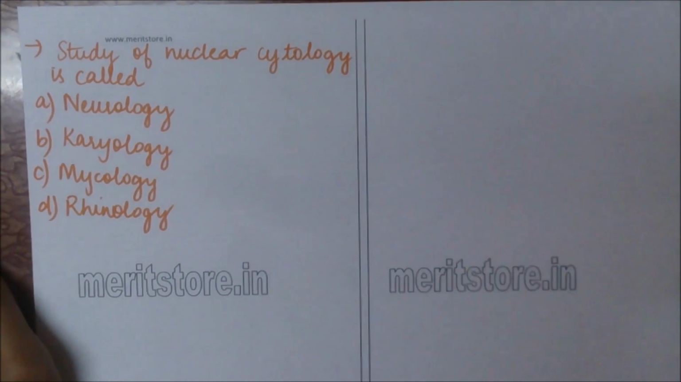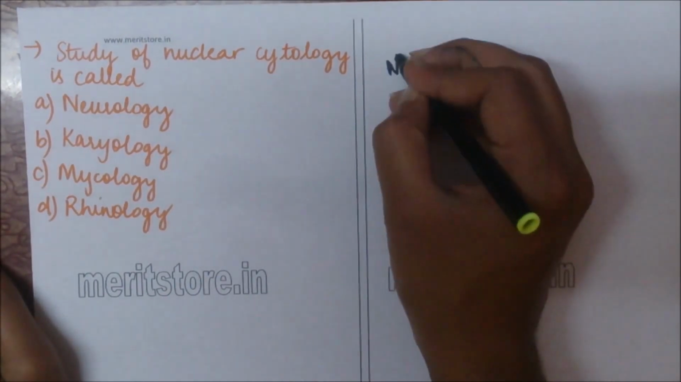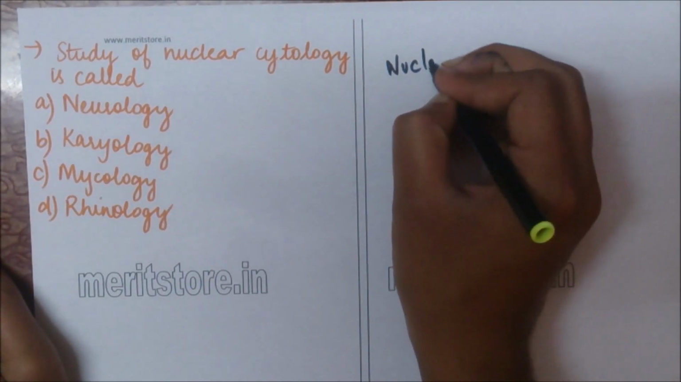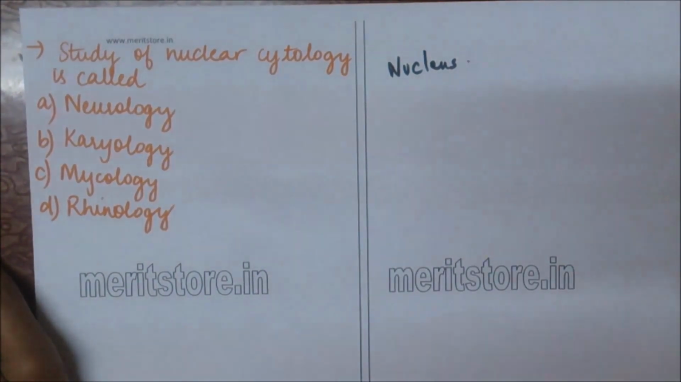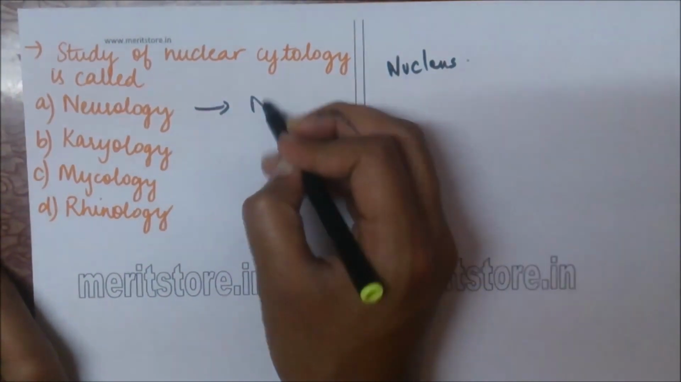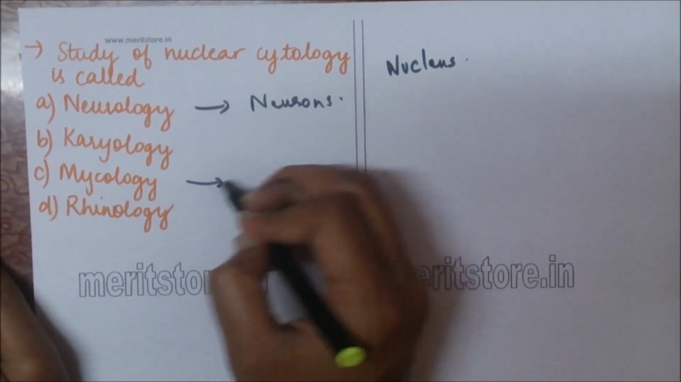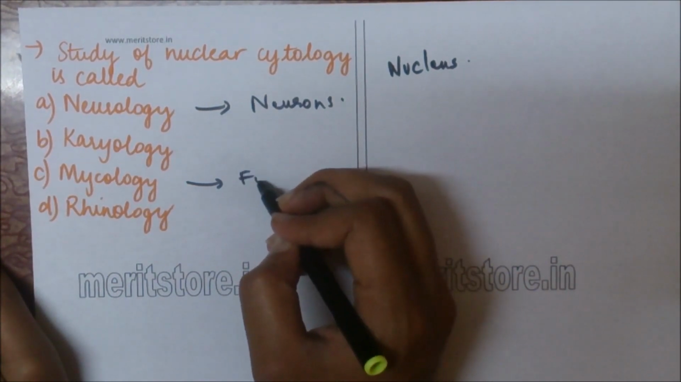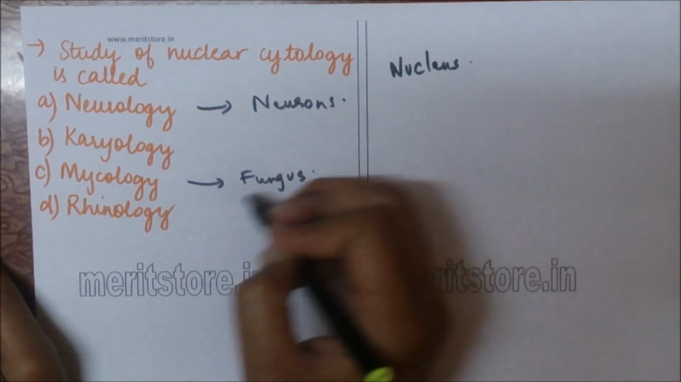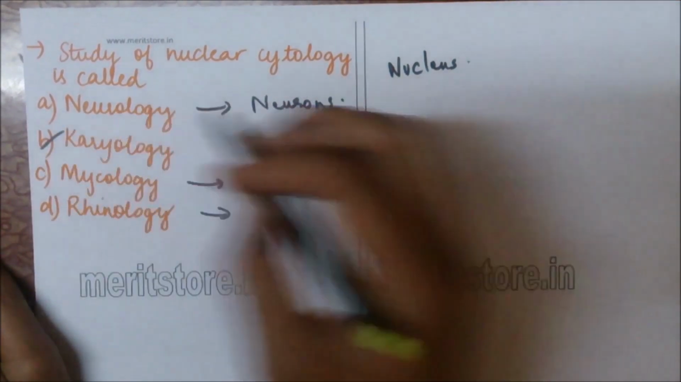Study of nuclear cytology is called A. Neurology, B. Karyology, C. Mycology, D. Rhinology. Karyo means nucleus, and nuclear study or nuclear cytology is known as karyology. Neurology is the study of neurons of the central nervous system, basically CNS. Mycology is the study of fungus. Rhinology is the study related to the nose. So option B is the correct answer.